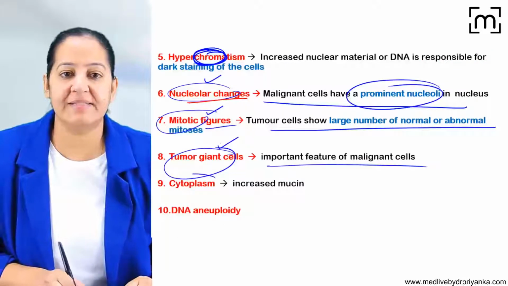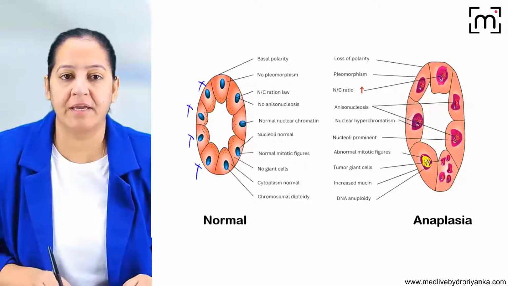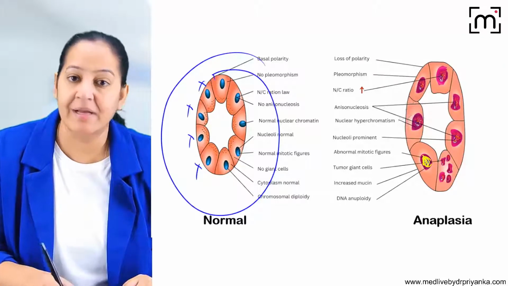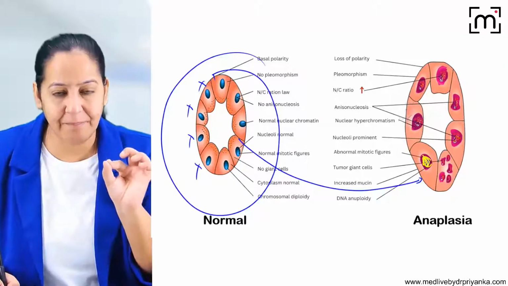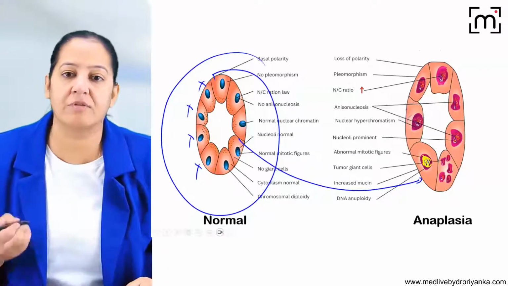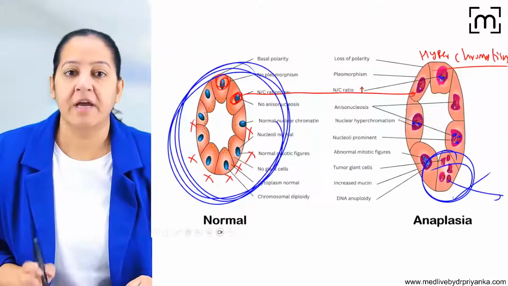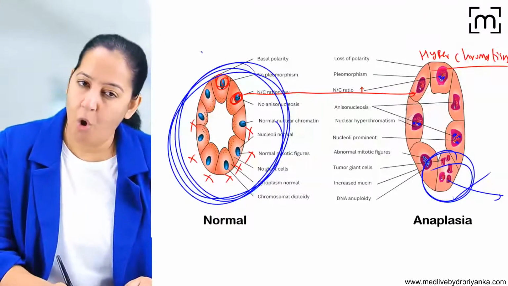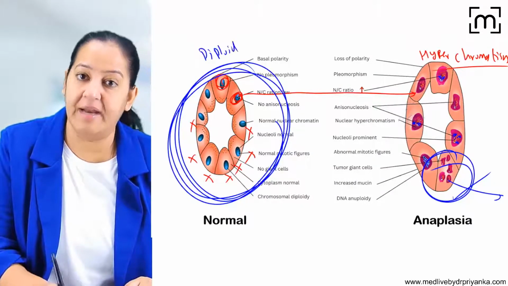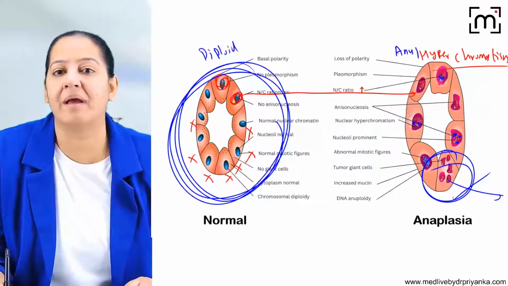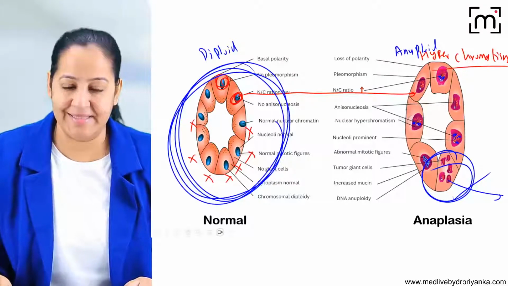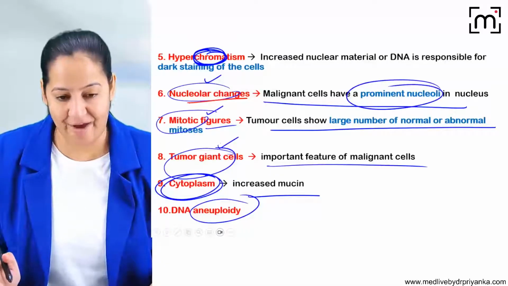And now finally see the cytoplasm, the color of the cytoplasm. Here all the cytoplasm is pink in color. Sometimes the cytoplasm is a little bit bluish in color because of mucin. And lastly, aneuploidy. If you look at the genetics, all the cells are normally diploid here. And here aneuploidy is common. Aneuploidy is common in malignancy. So these are the 10 features you have to learn.